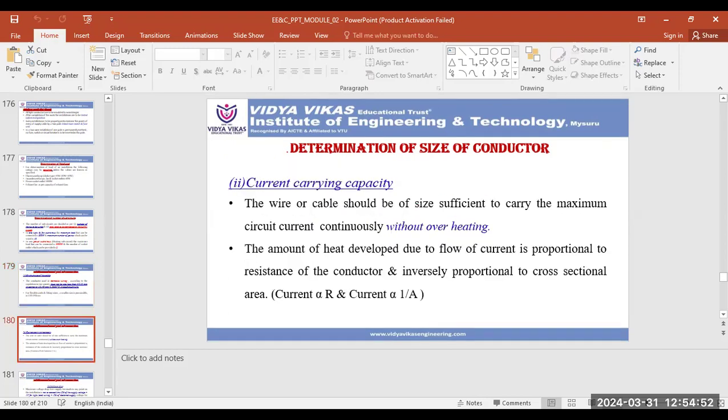Okay. Now, current carrying capacity. Another method to find out the size of the conductor. The wire or cable should be sized sufficiently to carry maximum circuit current continuously without overheating. The amount of heat developed due to the flow of current is proportional to the resistance of the conductor and inversely proportional to the area of cross section. Of course there is a formula R = ρL/A. Heat is directly proportional to resistance and inversely proportional to the area.